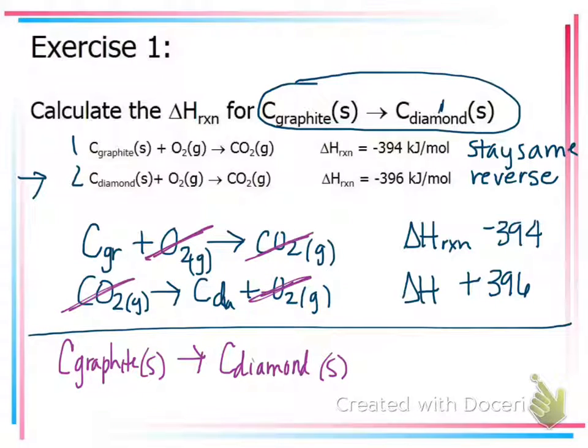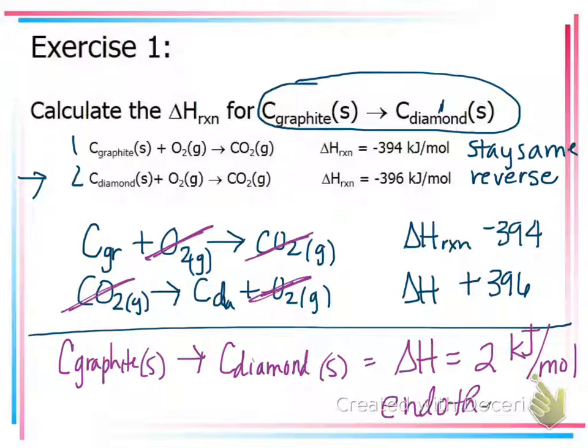So now we add up our delta H values, and we see that the overall delta H for this would be delta H is equal to 2 kilojoules per mole. Okay? And of course it's positive, so that means it's endothermic.